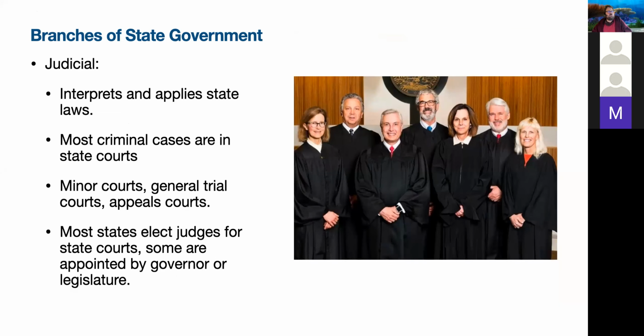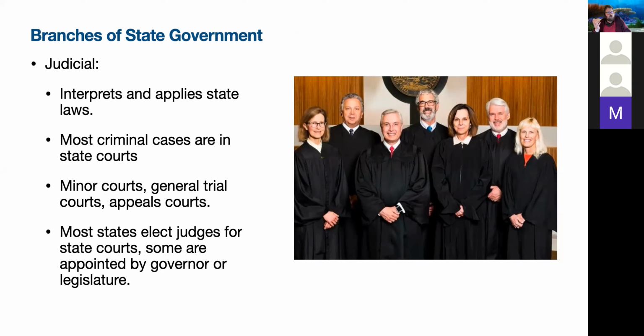And then finally, the judicial branch interprets and applies the laws of a state. Most criminal cases, in fact most cases in American courtrooms, are seen in state courts. There's 50 state court systems. There's one federal system. Guess what? They're going to get the bulk of the cases in the state courts. That's just the law of large numbers.